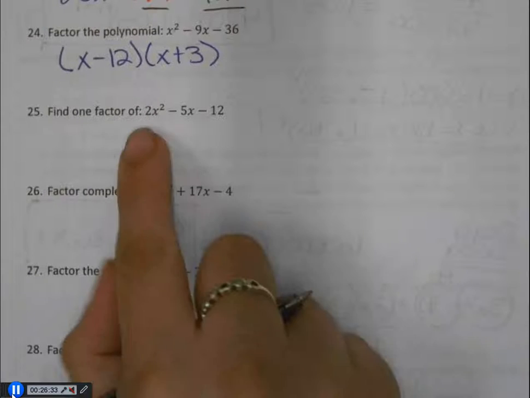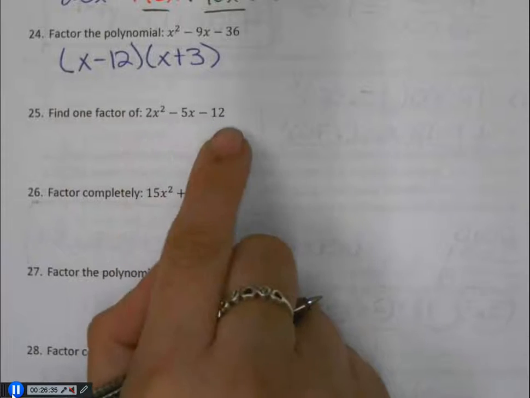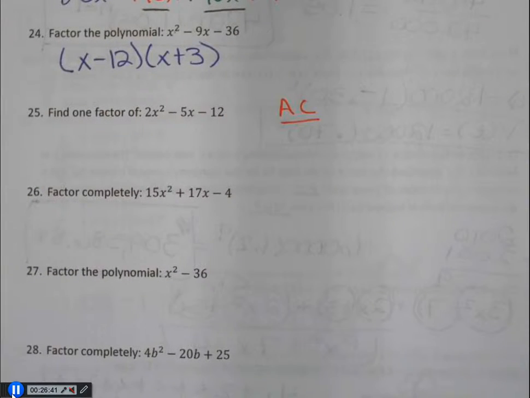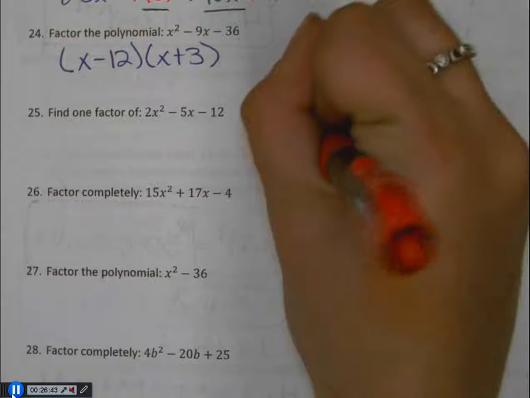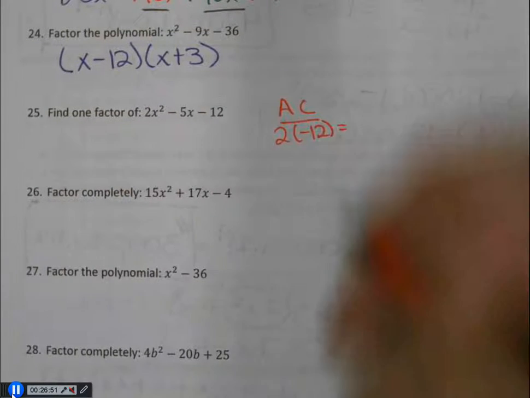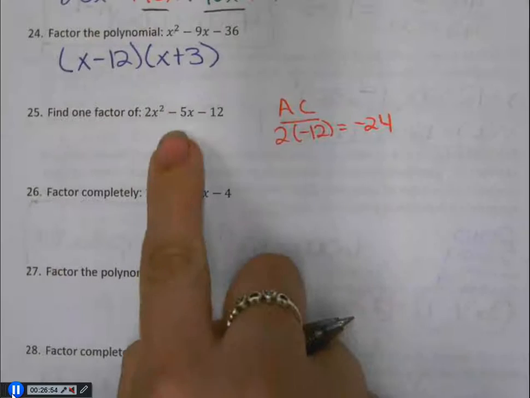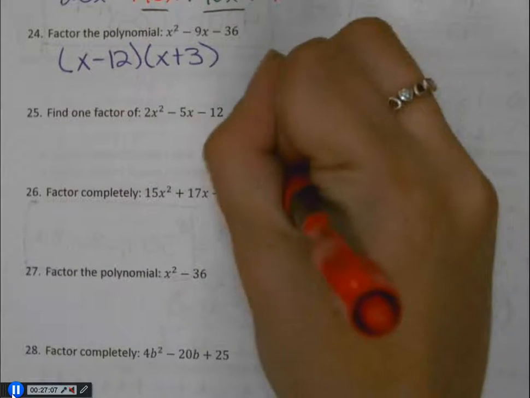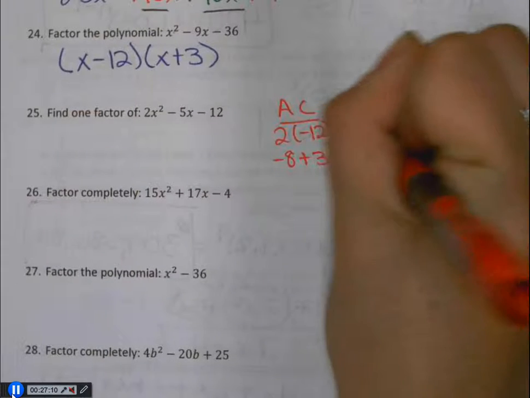Number 25, since I have a 2 out front and I can't divide everything by 2, I'm going to do the AC method. So, A is 2, C is negative 12. 2 times negative 12 is negative 24. What multiplies to negative 24 that adds to negative 5? Okay, so negative 8 plus 3 gives negative 5.